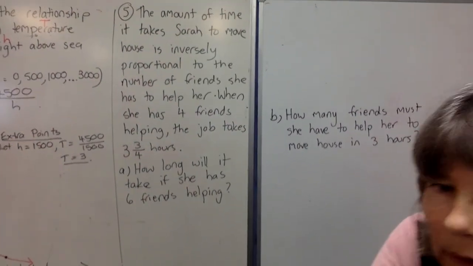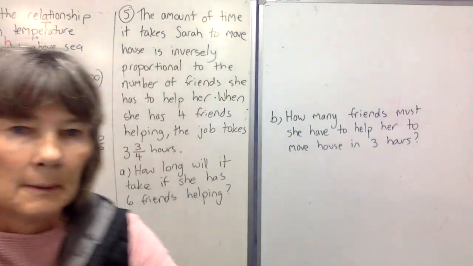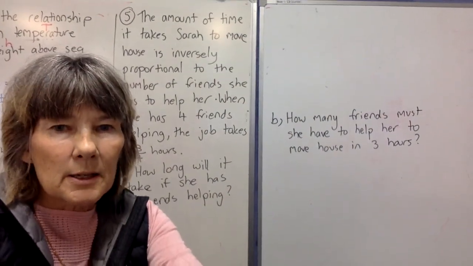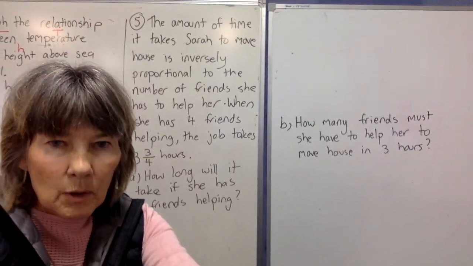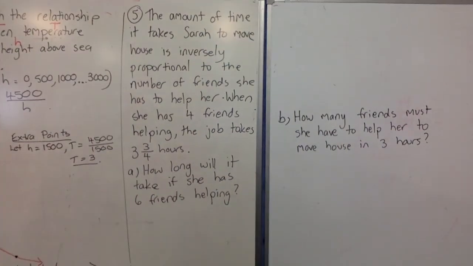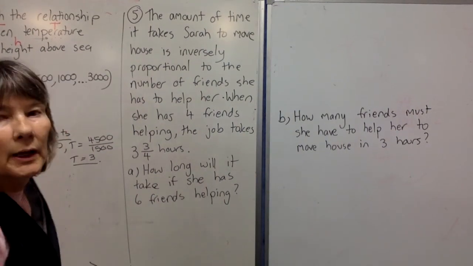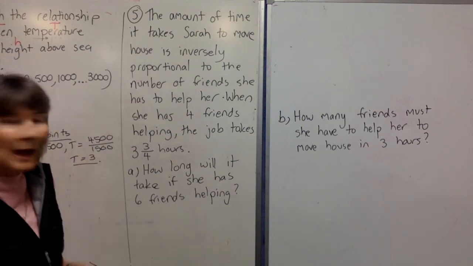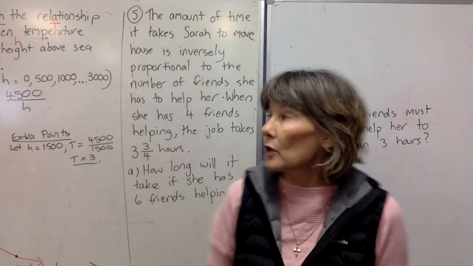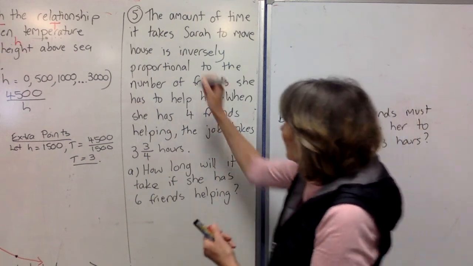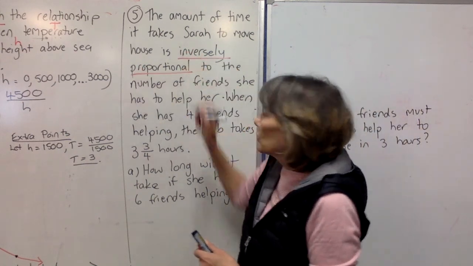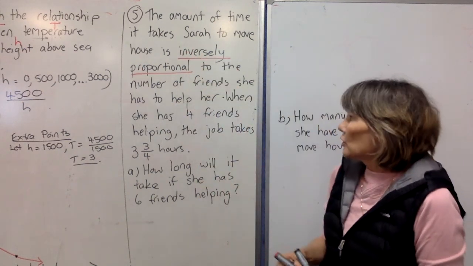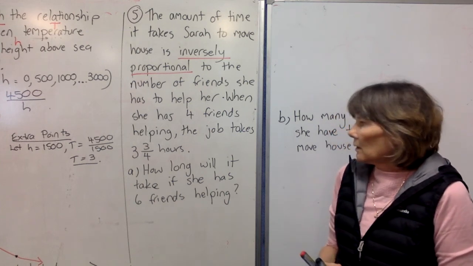So I want to go through one of them so you can see it. All right, and they ask these sort of things in maths competitions as well, and they're never very well done. Okay, so it says here the amount of time it takes Sarah to move house is inversely proportional, there's those words, to the number of friends she has to help her.